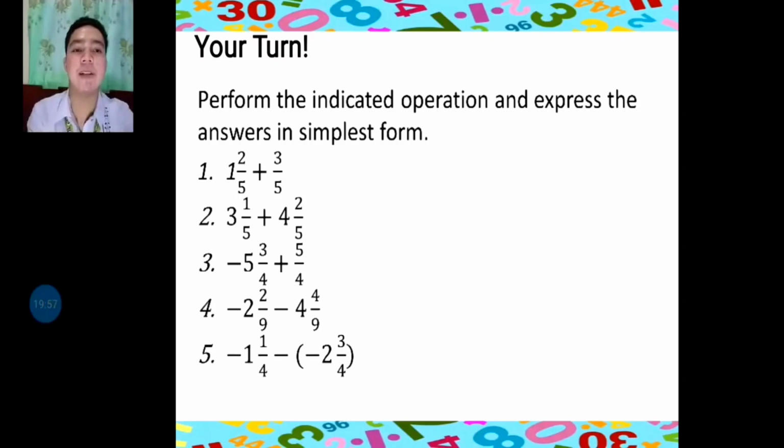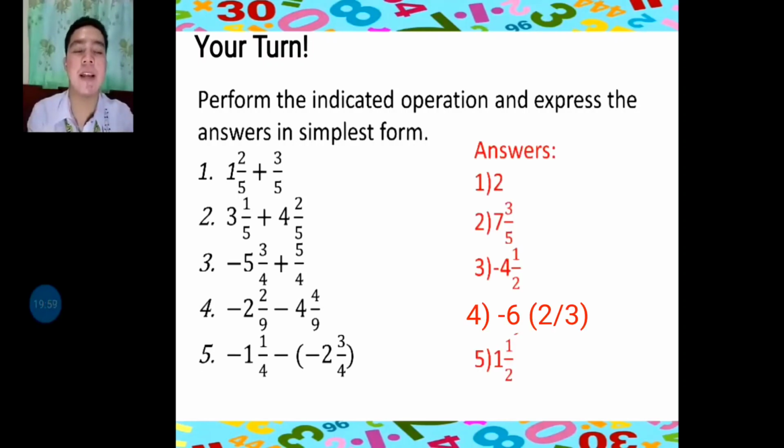Now, I will reveal the correct answers. So, for number 1, we have 2. Number 2, 7 and 3 over 5. Number 3, we have negative 4 and 1 over 2. Number 4, negative 6 and 2 over 3. Number 5, 1 and 1 over 2. So just check if you got the correct answer. Then if not, you may correct your answer.